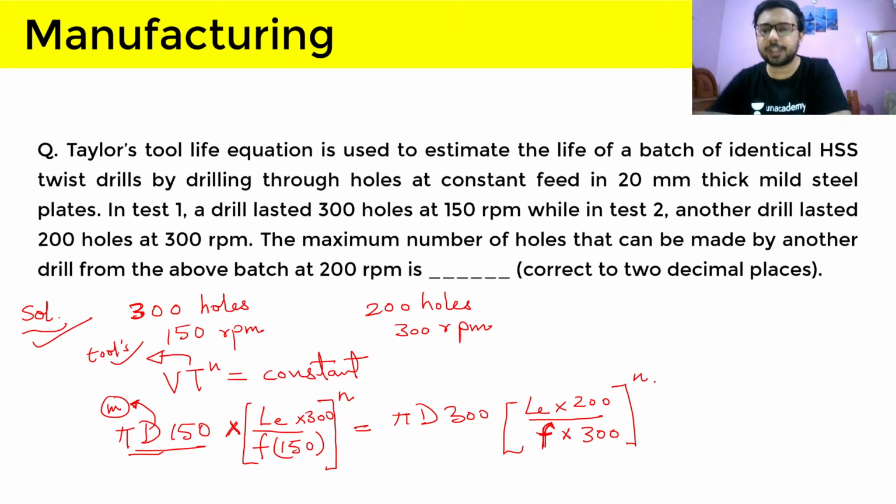So from here we can calculate the value of n, and after calculating the value of n, we can simply calculate the number of holes for the 200 rpm speed. So let's do that. First we will cancel these things out.